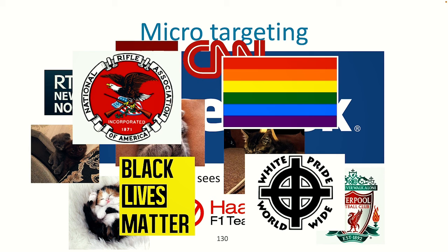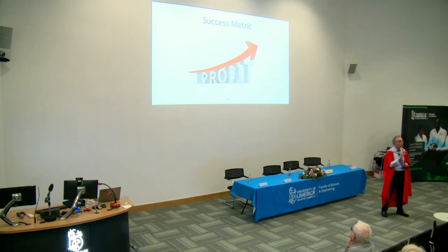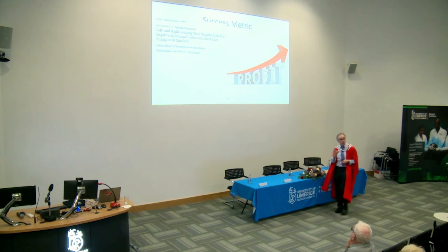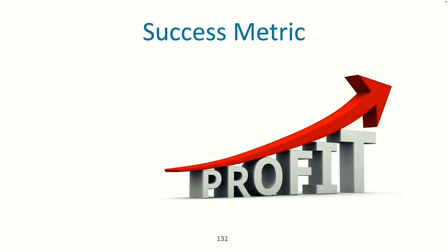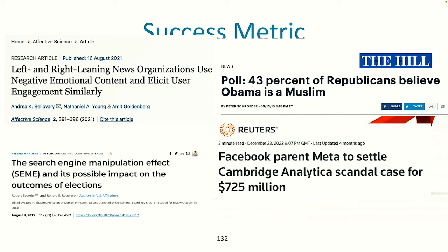It gets even more unpredictable for hot topic issues, especially political ones, because these are often the articles that Facebook is eager to push. And again, because their success metric is profit, it's the one thing they care about. And to make things even worse, the angrier people are, the more likely they are to click on something. And this has led to real problems in the US, where there's a real issue with misinformation.